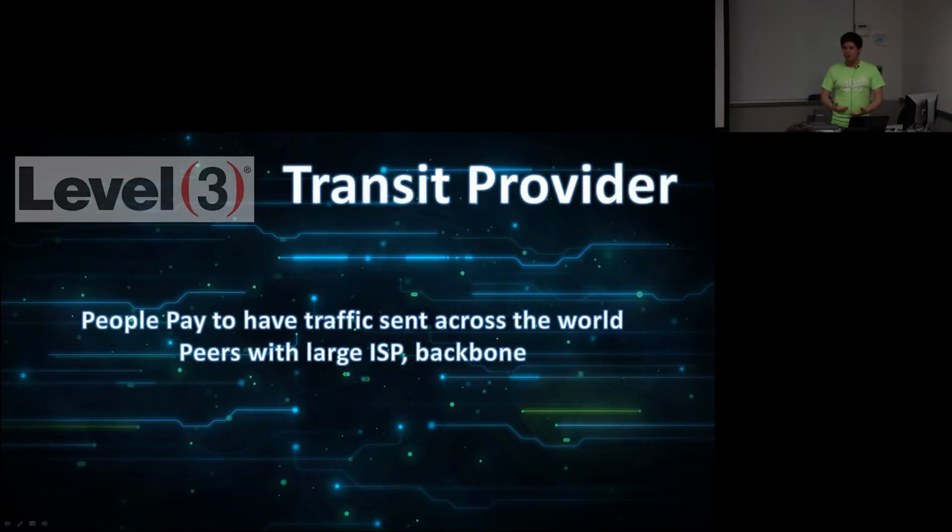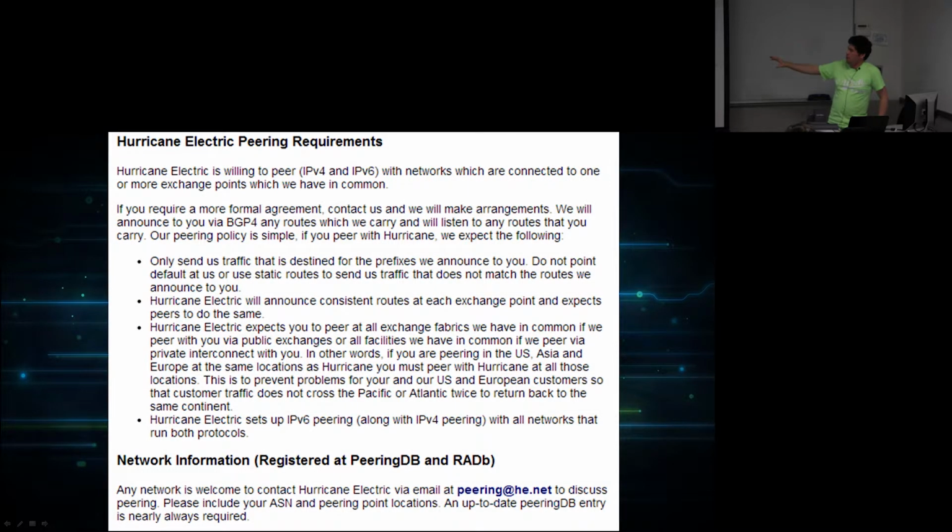And that's where Level 3 makes a lot of their money. Level 3 has one of the largest global presences. I think Cogent might be a little bit higher than them. I'm not sure. But people pay them to get traffic from point A to point B while you're trying to get it to point C, but they'll route it over the backhaul, and then you have to figure out the last mile or whatever. So there's another company called Hurricane Electric, and they've been around since the beginning of the internet. And this is actually a peering contract.